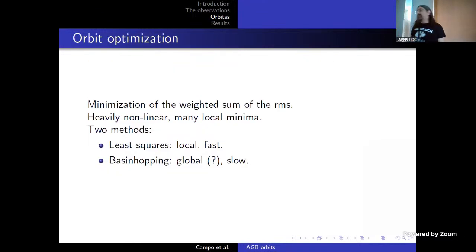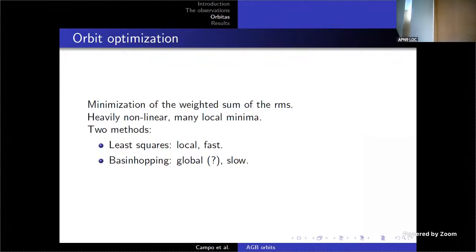With respect to the orbit optimization, what we do when we have a preliminary orbit is a minimization of the weighted sum of the root mean square error of the position angle and the separation. But we have to be careful with this because this objective function is very nonlinear and it has many local minima. So we have the danger of getting stuck in a local minimum and not getting an optimal solution.